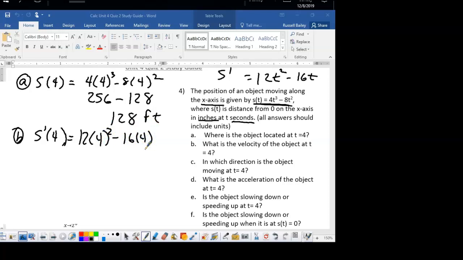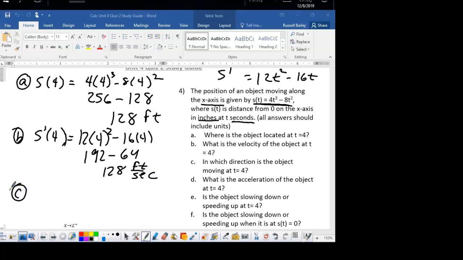All right. I can't do that in my head, I need to calculate. So 16 times 12, 192, minus 64, and it's 128 again, and this time it's feet per second is the unit that you would use for velocity.